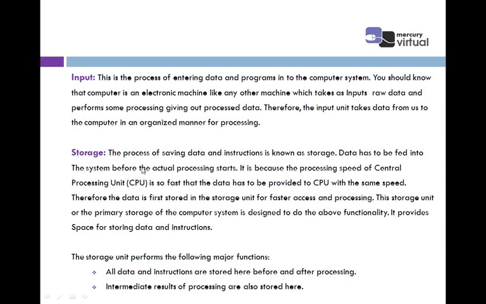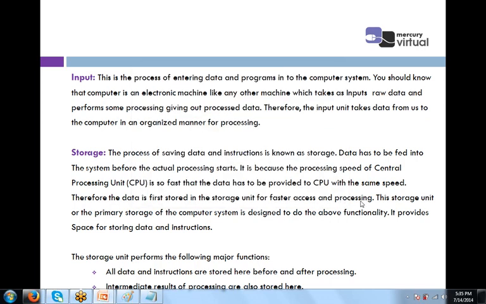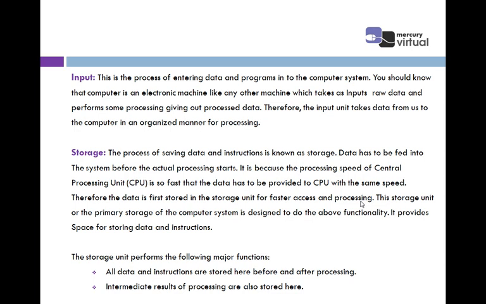Data has to be fed into the system before the actual processing starts. Means before the CPU starts doing the operations, first of all data must be fed into the system. It is because the processing speed of the CPU is so fast that the data has to be provided to the CPU with the same speed. Therefore, data is first stored in the storage unit, that is your memory part, for faster access and processing. Faster access means the CPU can easily process in a faster way so that time is saved.